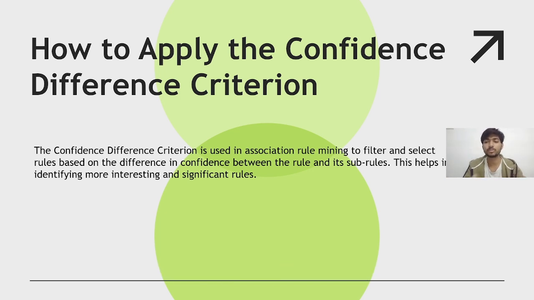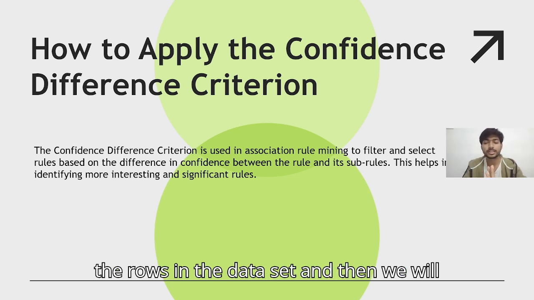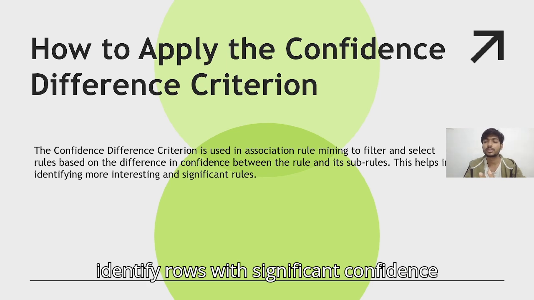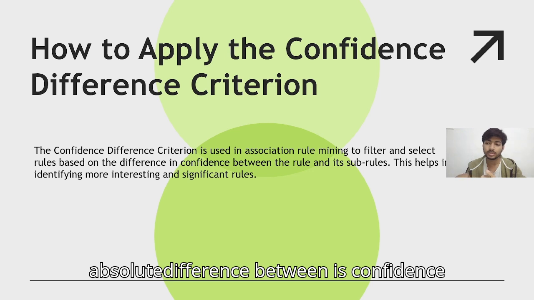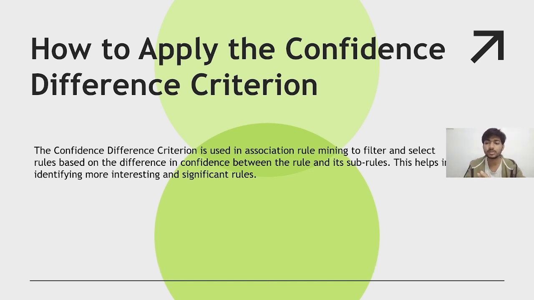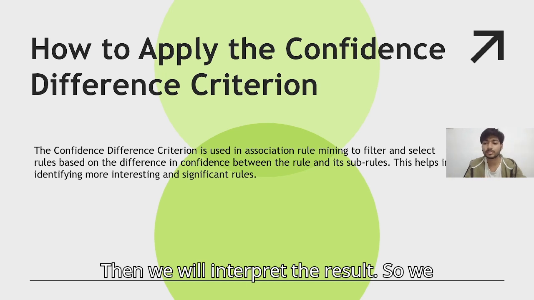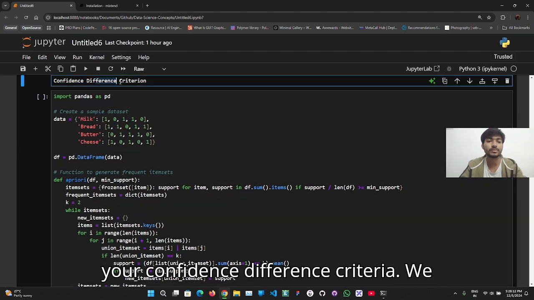So first we have to calculate the average confidence from all the rules in the data set, and then we will identify those with significant confidence difference. For each rule, calculate the absolute difference between its confidence and the average confidence. Then we will interpret the result. So we have also an example for that. So that is the confidence difference criterion.